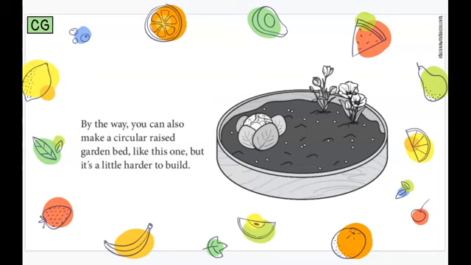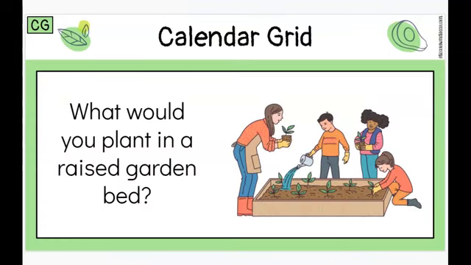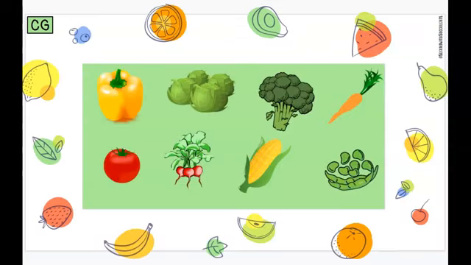By the way, you can also make a circular raised garden bed like this one, but it's a little harder to build. I want you to think about what you would plant in a raised garden bed if you built one. There are many different kinds of vegetables. Here are some of the vegetables that you might want to plant. Take a moment to think.